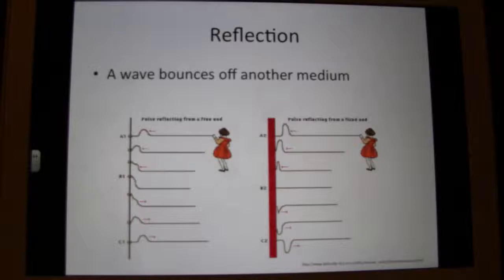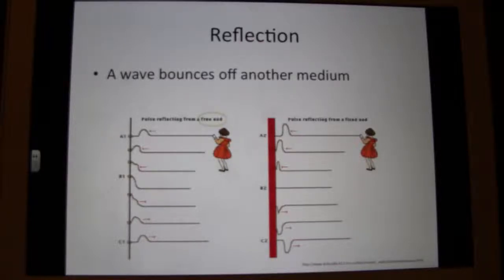For example, say we have a rope with a loop on one end, and the loop is passed over a pole so that when a wave is produced in the rope, the loop is allowed to move up or down along the pole. We call this a free end.